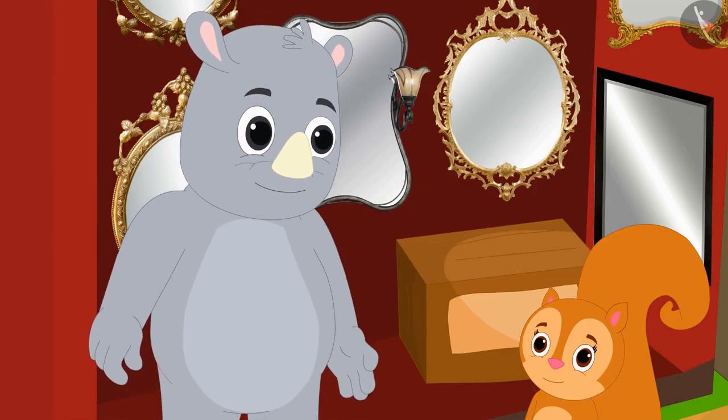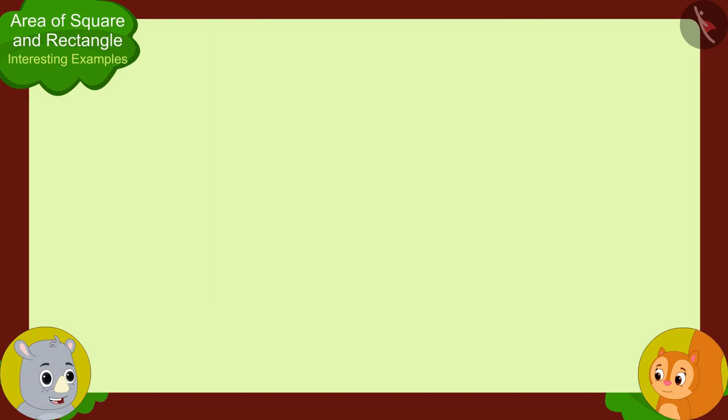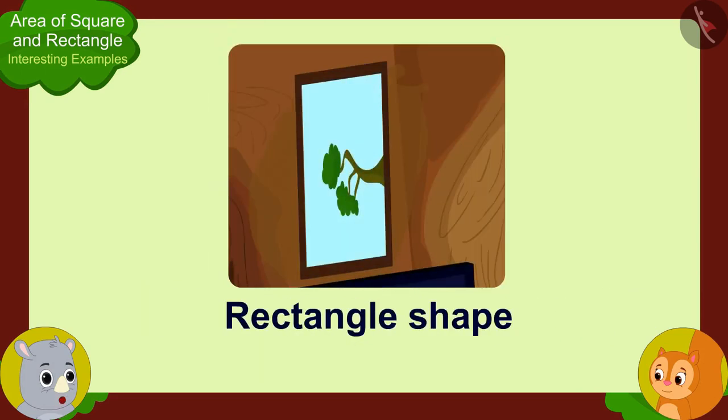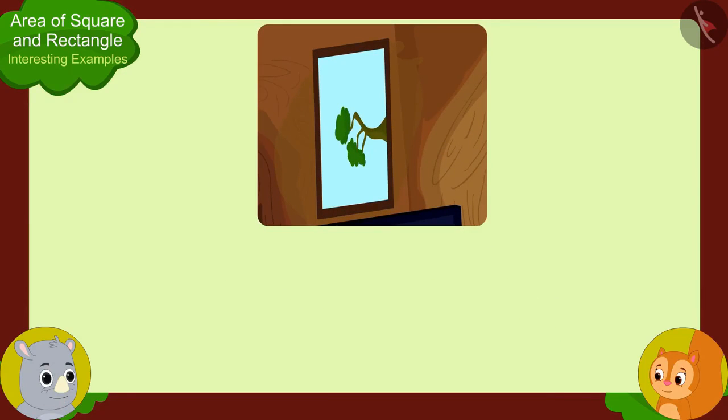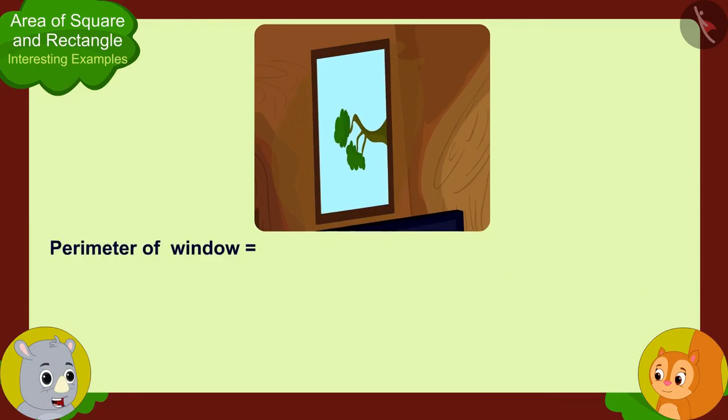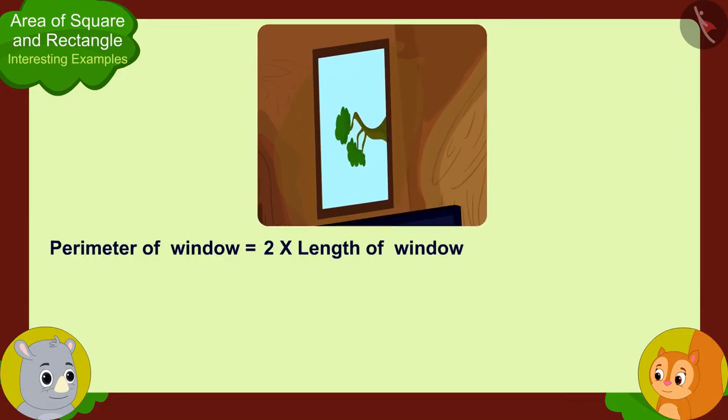I can help you. Look, Chanda, your window is rectangle shaped. That means we can write the perimeter of your window as 2 times the length of the window plus 2 times the width of the window. Can you now tell me what is the perimeter of your window?